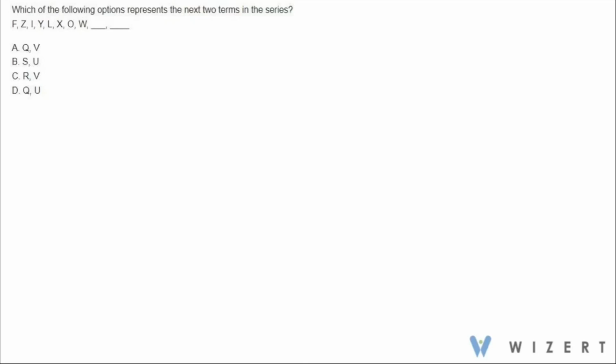We have this question here: which of the following options represents the next two terms in the series? So let's try to find out a pattern. So let's write the alphabet and number it.